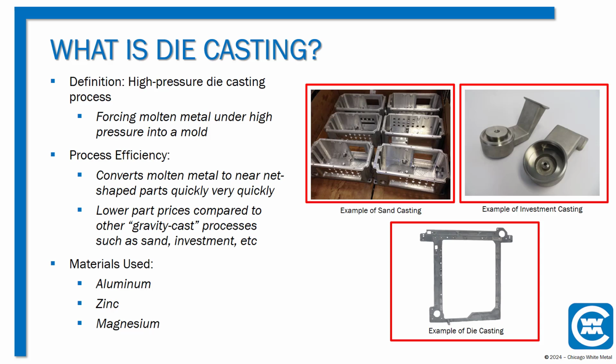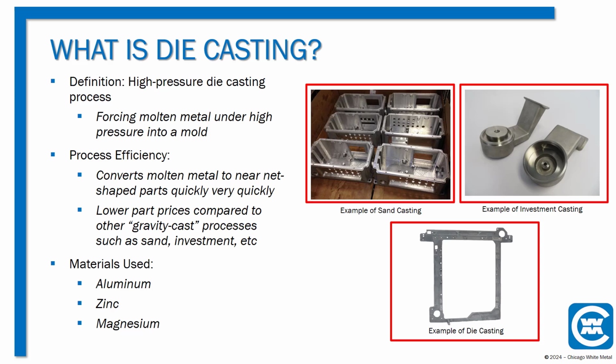Compared to the other types of castings, the sand and investment and others, high pressure die casting will always have the lowest part price, just because it's a very fast process. It's very automated. There's very little labor that goes into it. And so for thin wall applications and parts with geometries that would be difficult to create with some of the other cast types, high pressure die casting is the best way to go.